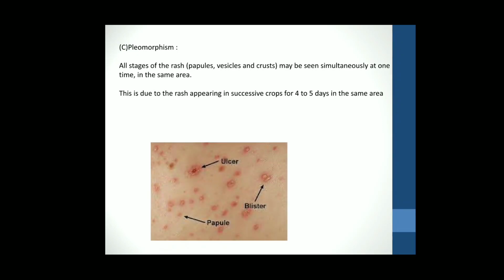You can consider this area. Papule is the first stage, blister is the second stage, and ulcer is the third stage. In the same area, you can observe a papule which is a newly forming rash, a blister which has already formed, and an ulcer which has undergone several stages. This is mainly due to successive crops in the same area over 4 to 5 days. So this is called pleomorphism.